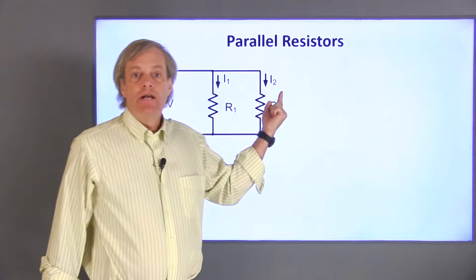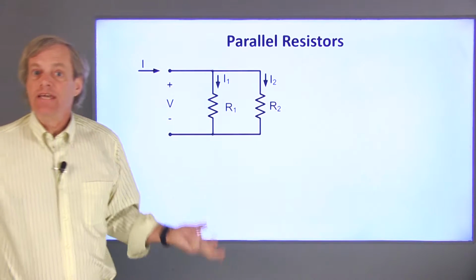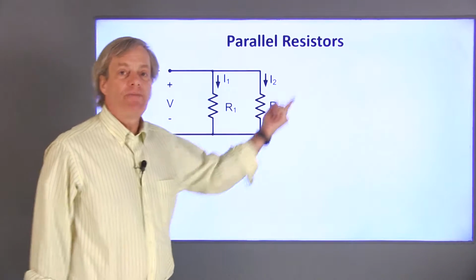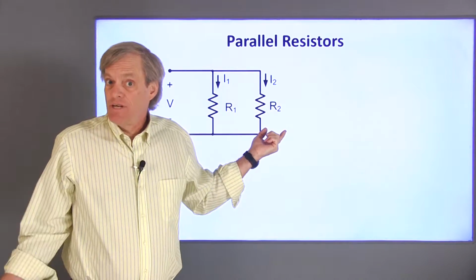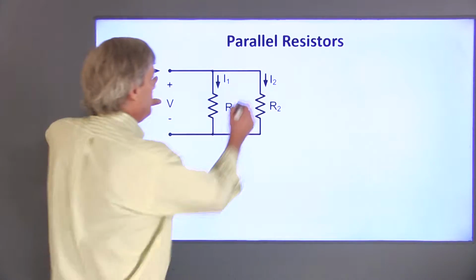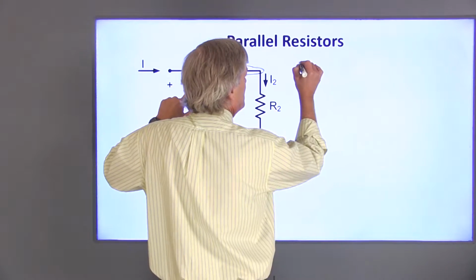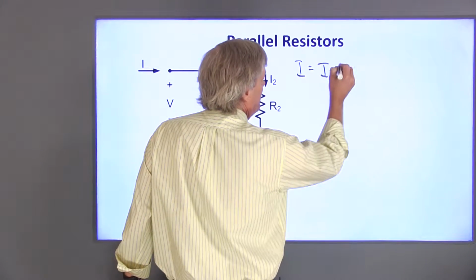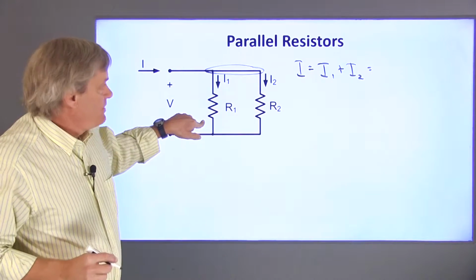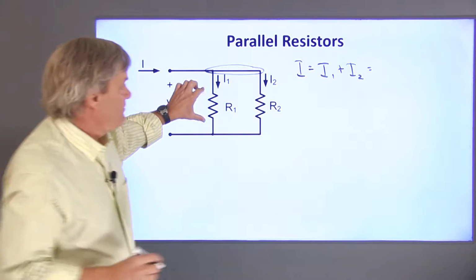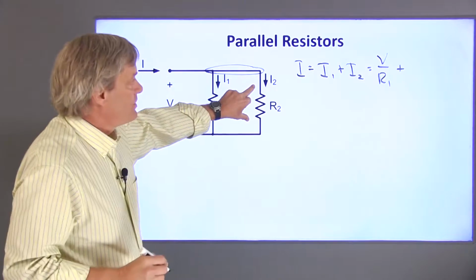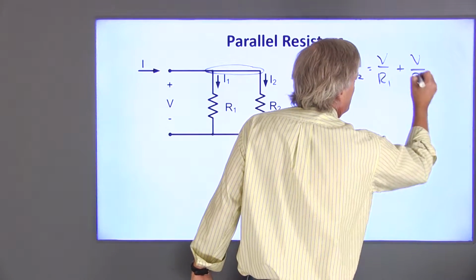Next, I'll define I1 and I2 as the currents through the individual resistors and determine a relationship between V and I for this pair of resistors. That'll give us an IV characteristic for the whole circuit to the right of these terminals. So, KCL up here tells us that I is equal to I1 plus I2. The voltage across R1 is V, so I1, according to Ohm's law, is V over R1. Likewise, the current I2 is V over R2.